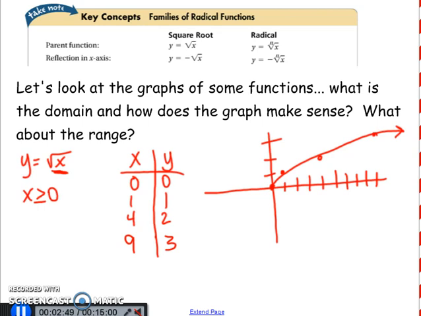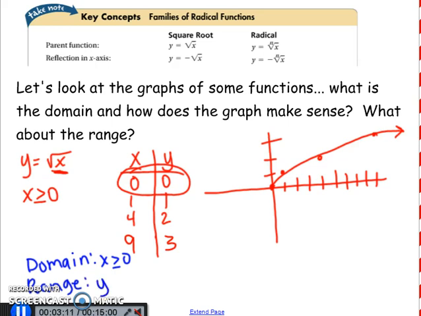For the domain, we're always looking at the first point. So the domain is what we solve for. The range is going to be the resulting y. So my domain for this is going to be x is greater than or equal to 0. And then the range is going to be y is greater than or equal to 0, since my y value was 0 when my domain was 0.